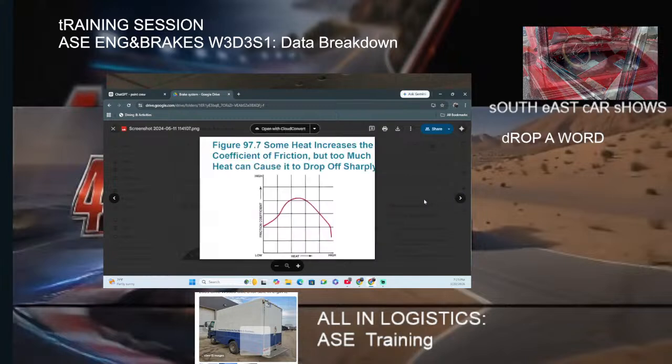Some heat increases the coefficient of friction, but too much heat can cause it to drop off sharply. So if it's too much heat, the friction drops off.